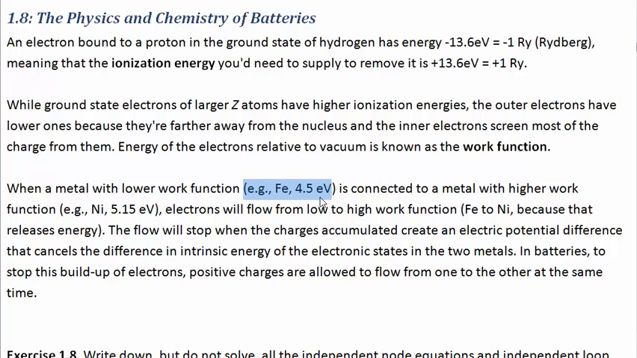Iron's work function is a little bit lower than nickel's work function. That means that it is easier to remove an electron from iron than it is to remove it from nickel. And it also means that if you take an electron from iron and you move it over to nickel, then some energy is released. And that's actually what happens on its own. If you were to connect a block of iron to a block of nickel, electrons are going to flow from iron to nickel until the charge that builds up stops the electron flow.